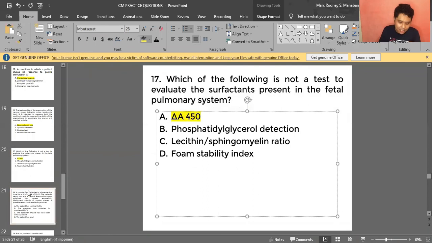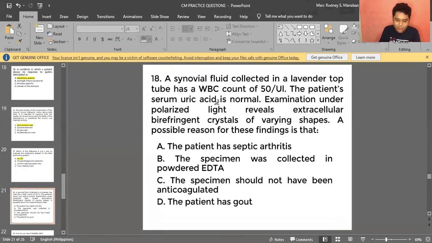All right, take note. Next, number 18, synovial fluid, serum uric acid is normal. Okay, but under polarized light, crystals were seen. So what is a possible reason? The patient has septic arthritis, it was collected in powdered EDTA, it should not have been anticoagulated, or the patient has gout. Serum uric acid is normal, but crystals still polarized. So what could be the error? The powdered EDTA. Very good.